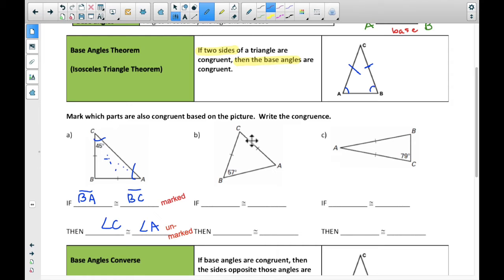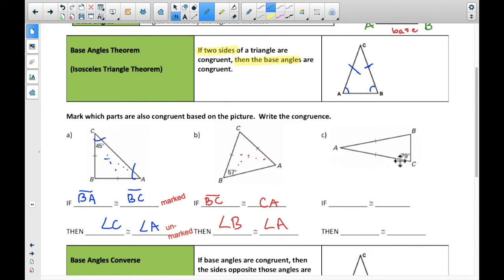Let's look at the next one. We have one side marked here and one side marked here, so those are the marked sides. So if BC is congruent to CA, that's this side and this side, then whatever they're pointing to, angle B is congruent to angle A.